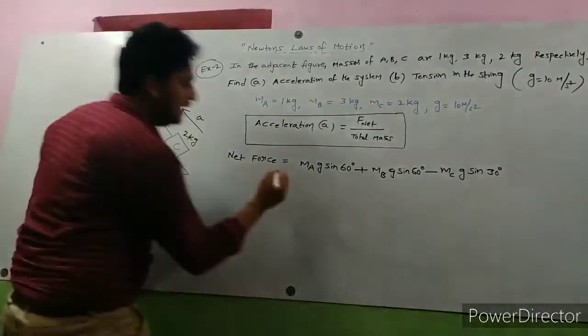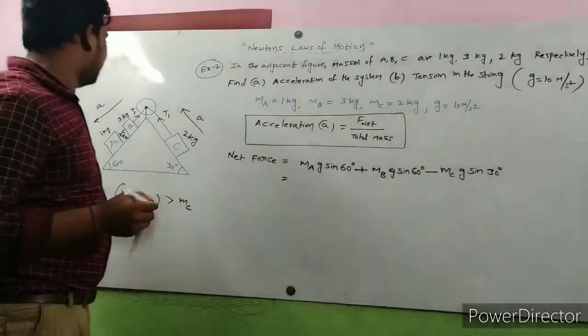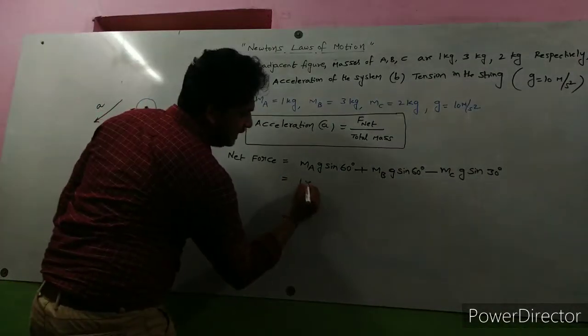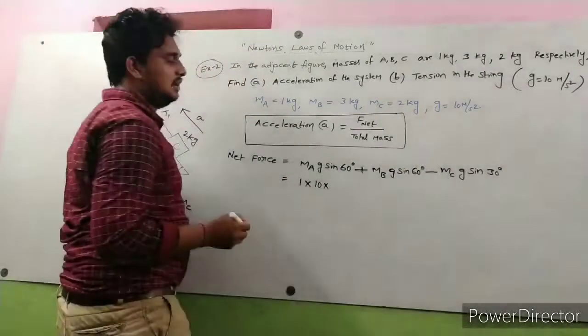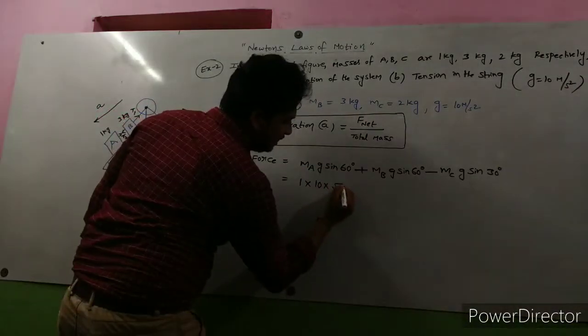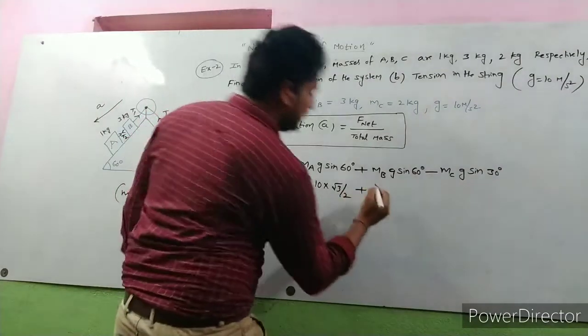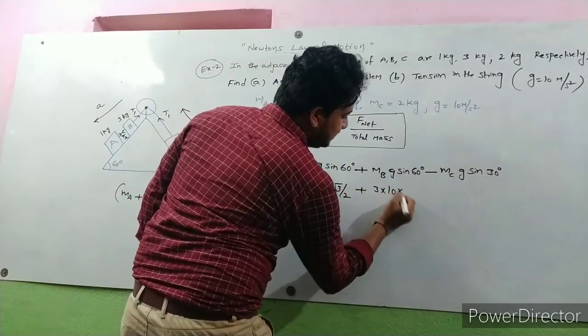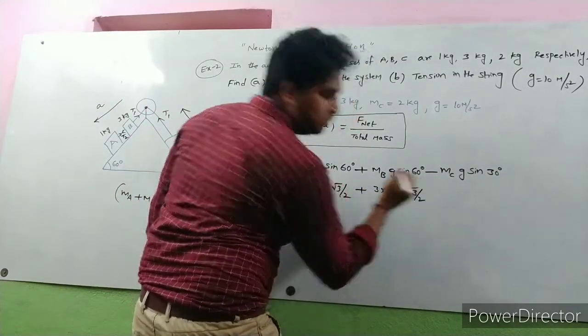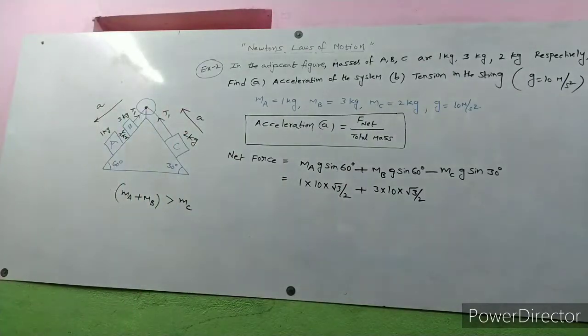So from this, MA we already know. MA is 1 kg, G value is 10, sine 60 is root 3 by 2, plus MB value is 3 kg, G value is 10, sine 60 is root 3 by 2.